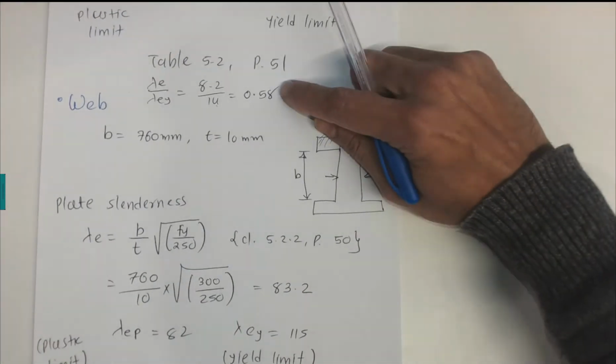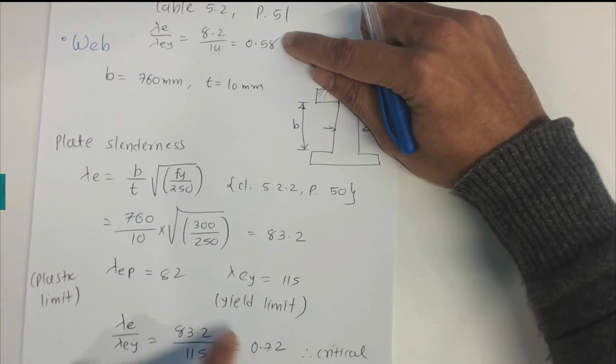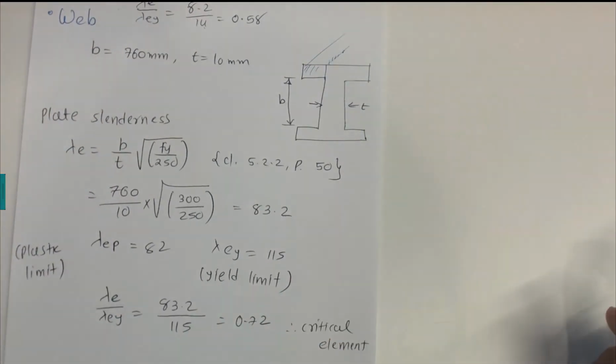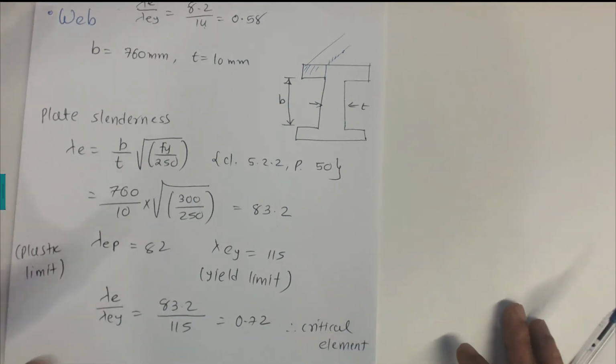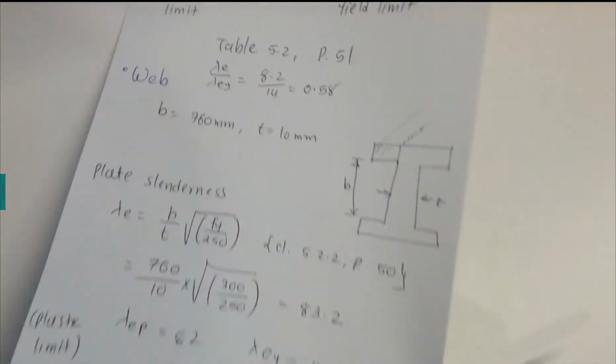Now we compare these two values, 0.58 and 0.72. The 0.72 is the larger value, for the web, so we can say the web is critical. So we are designing on the web. The web is going to fail first, not the flange. So the web is the critical one. For that case we are working on the web.